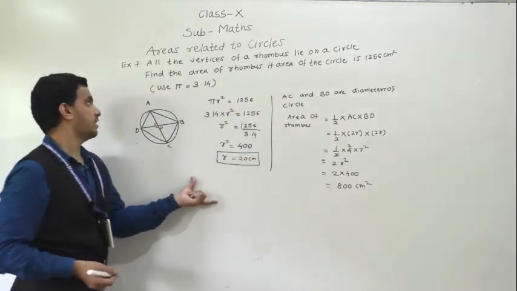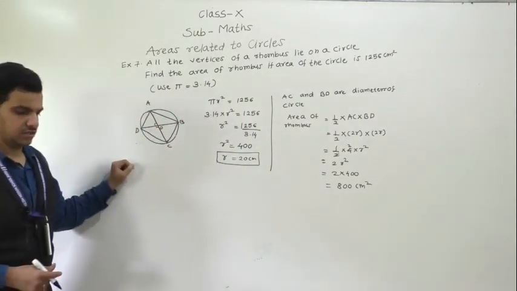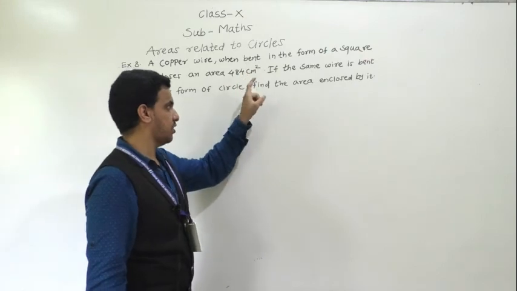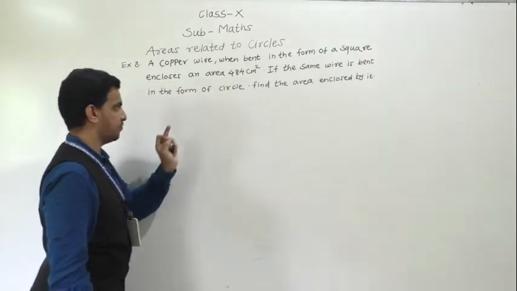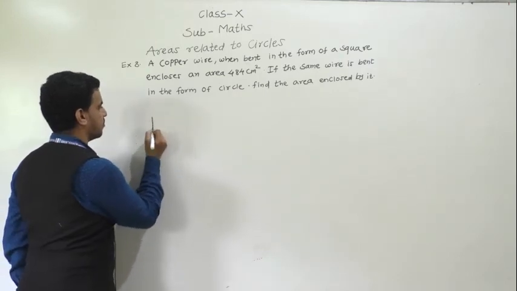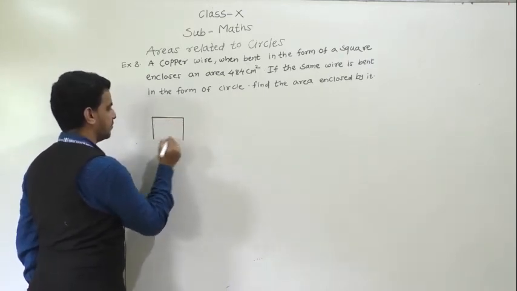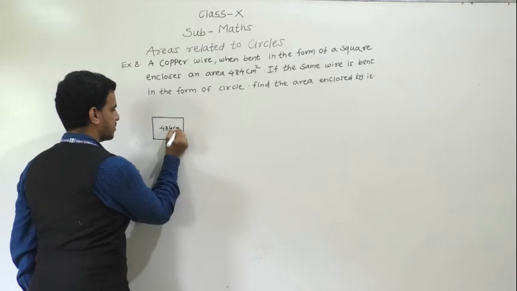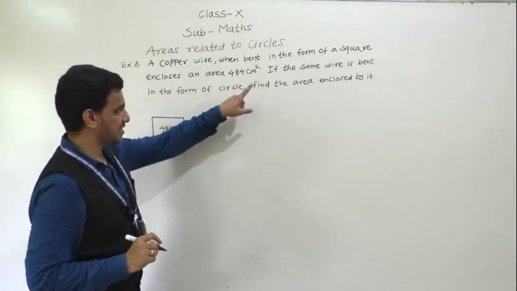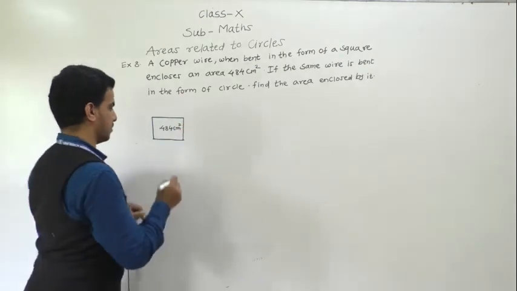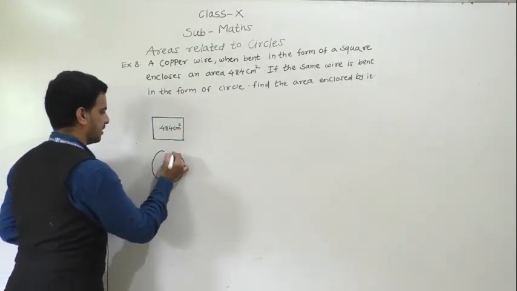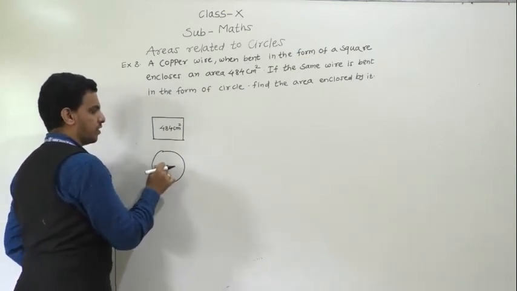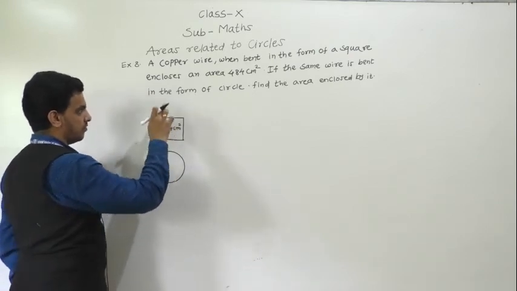Okay, now we will take the 8th example. The next example is, a copper wire when bent in the form of a square encloses an area 484 centimeters square. Okay, so a copper wire is there. If it is bent in the form of a square, then it encloses an area 484 centimeter square. Okay, if the same wire is bent in the form of a circle, find the area enclosed by it. So we have to find the area enclosed by the same copper wire when bent in the form of a circle.